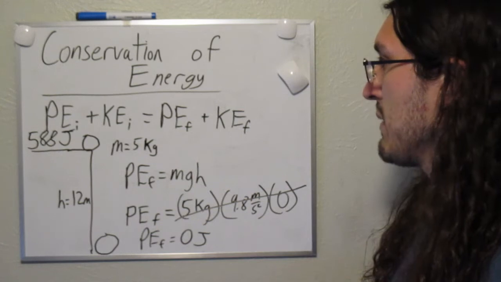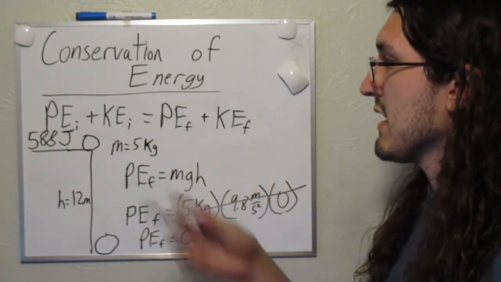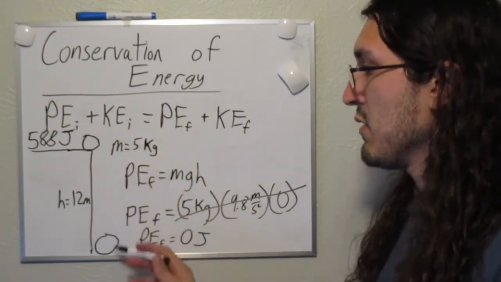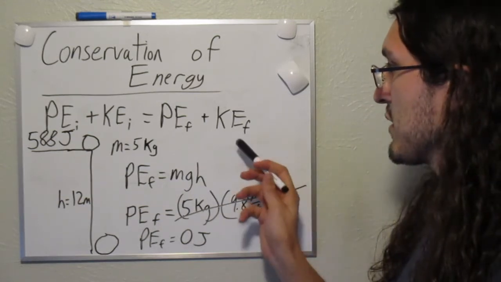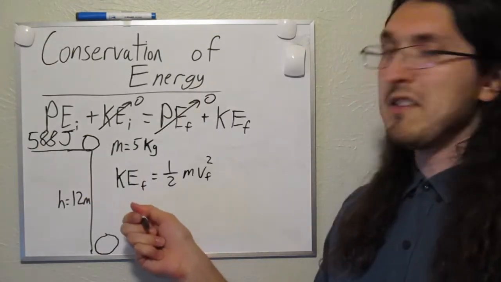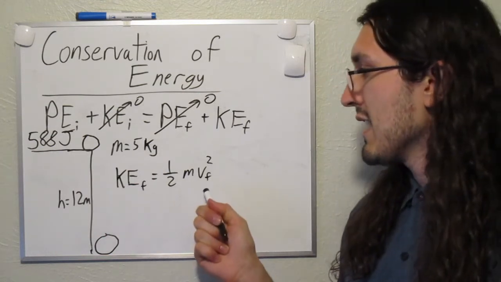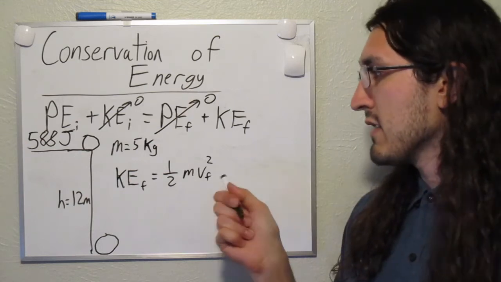Okay, so that means that the total final energy is all going to be in the kinetic, which makes sense, right? Because the potential is turning into kinetic as it falls down, and whenever there's no height, it's going to be all kinetic. So let's figure out what the kinetic energy is going to be there. I know the final kinetic energy is equal to 1/2 the mass times the final velocity squared. I don't know the final velocity yet, so I'm going to have to figure that out.